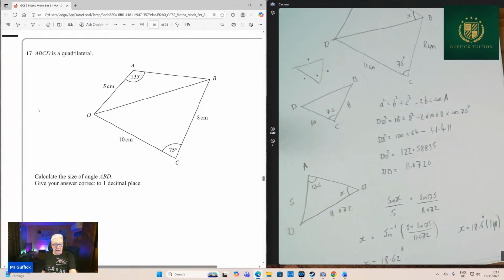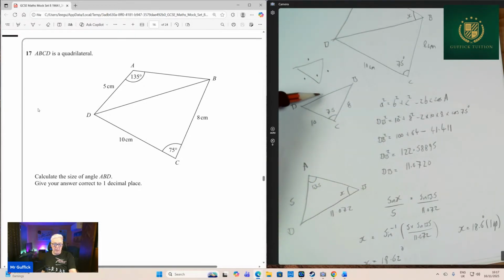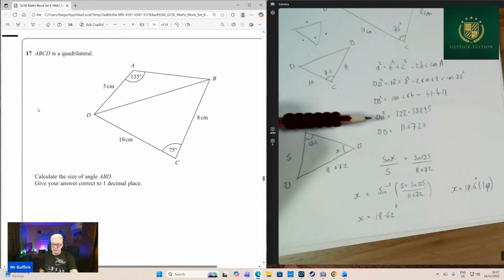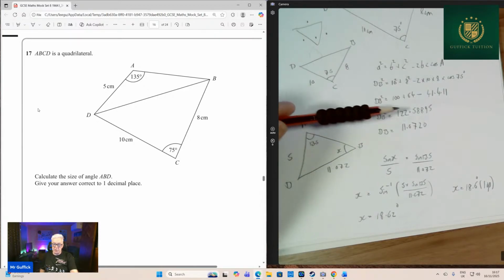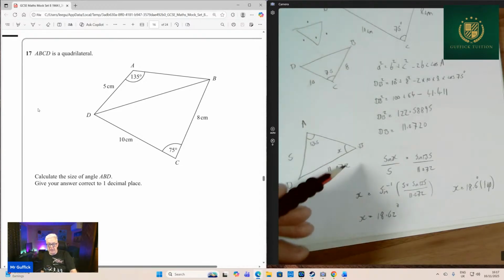It does not matter which side you call b and which side you call c, but it's essential that the side you call a is the one opposite the angle in between. So that one doesn't matter whether it's b or c, that one doesn't matter, but this one has to be a, and that's essential. We work that out, and that gives us DB squared is 122.58895. Therefore DB is equal to 11.0720. So now we've worked out that side.